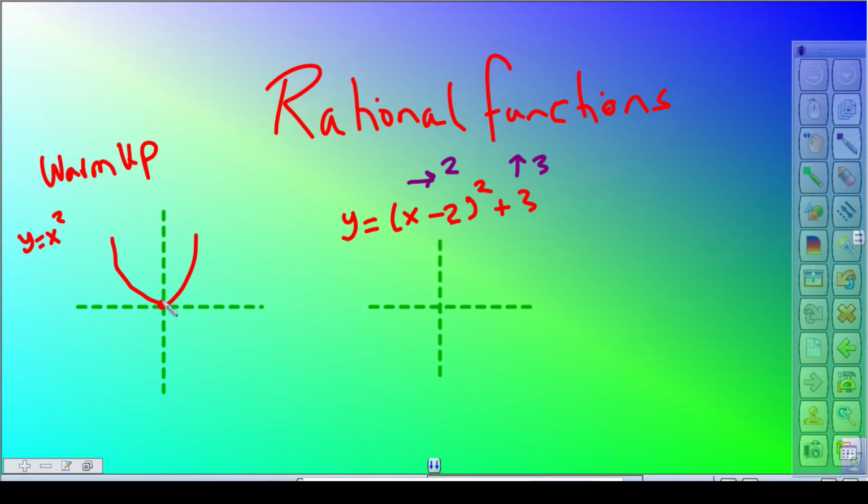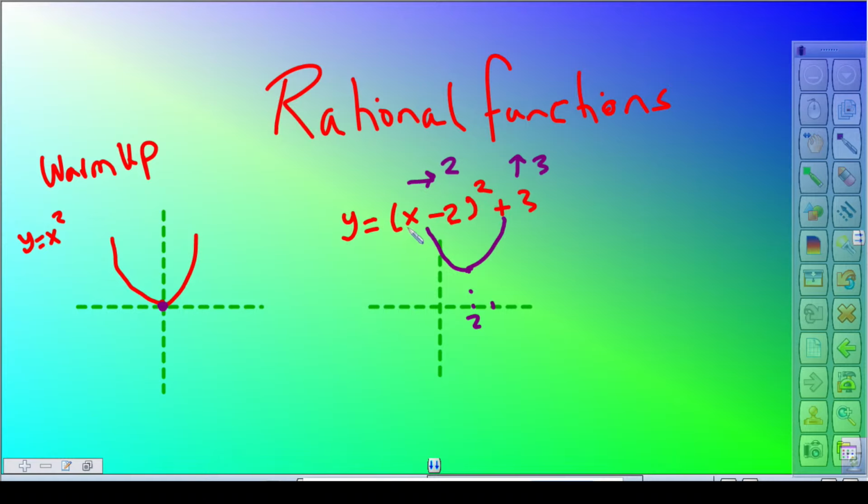This is the k term, or the vertical, and that's going to be up 3. So basically, instead of (0, 0), the vertex, or the focal point here, is going to be moved to the right 2 and up 3. Let's say this is 1 and this is 2, and up 1, 2, 3. So we moved from here to there using the transformation. This was a quick warm-up.